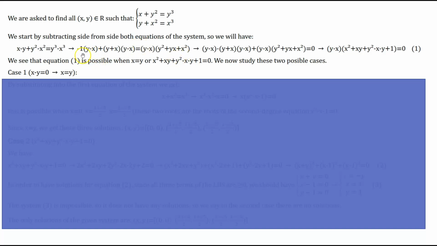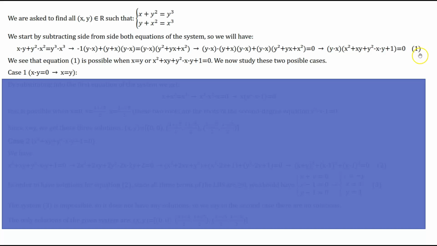We can see directly that there is a common factor in these three expressions, which is y minus x. So we take everything from the left-hand side to the right-hand side, and as I said, y minus x is a factor in the three of them. We factorize y minus x, which multiplies x squared plus xy plus y squared minus x minus y plus 1, is equal to 0. So we have the multiplication of two factors equal to 0.